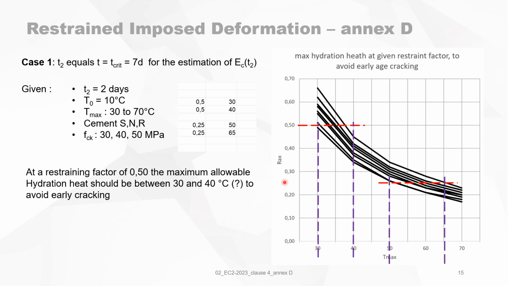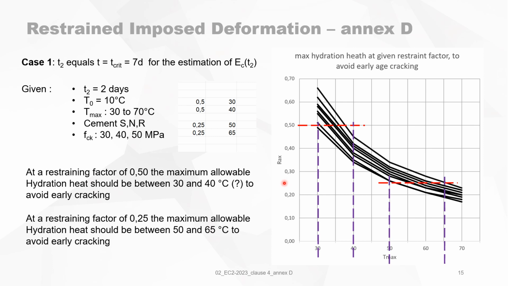On the other hand, at a restraining factor of 0.25, the maximum allowable hydration heat should be between 50 and 65 degrees to avoid early cracking. That is in most cases the value of the hydration heat, but you see that when it's bigger than 50 degrees, in some cases, depending on the cement type and other factors, you will also have a certain cracking risk, but it's less.